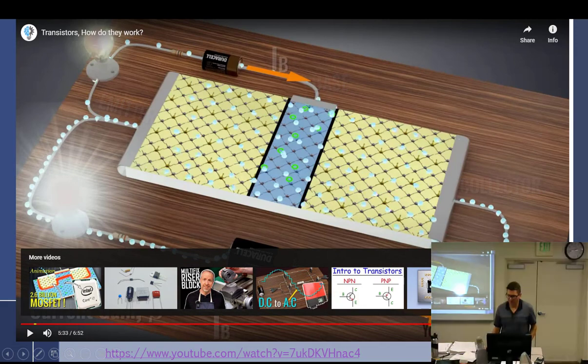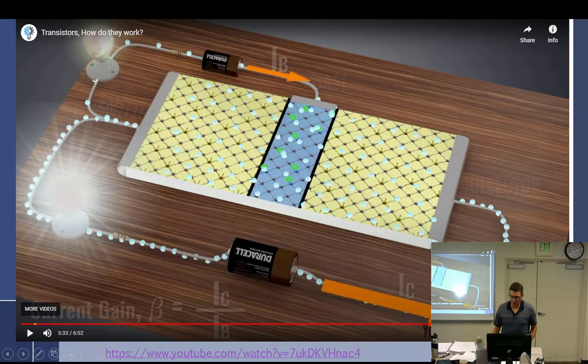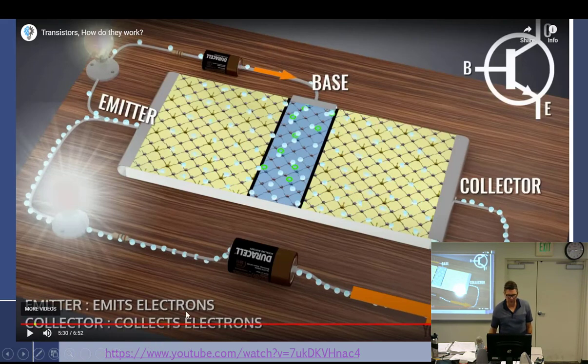The point I was going to make is, back up. There we go. Notice which way the current is going.